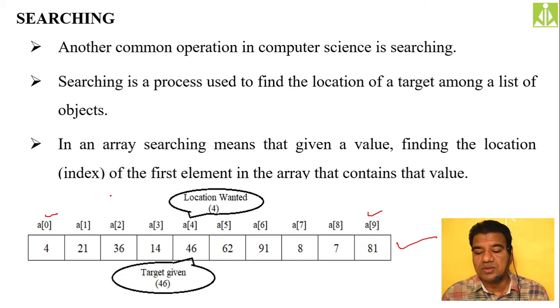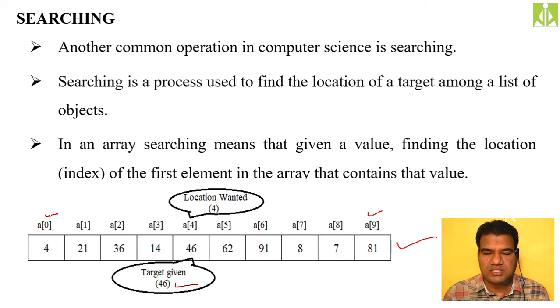Let's just consider this array, this complete list over here. It has 10 elements, like 4, 21, 36, 14, 46, 62, 91, 87, 81. The target given, as you can see in this cloud, is 46. We have to search for this 46 in this particular list.